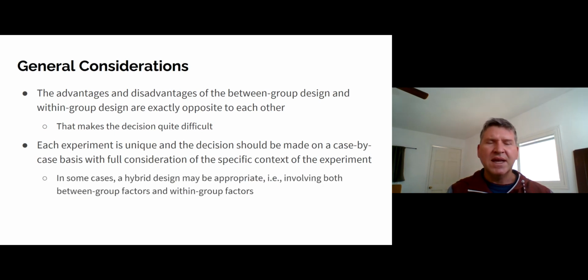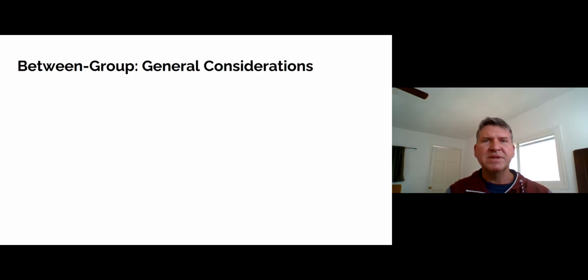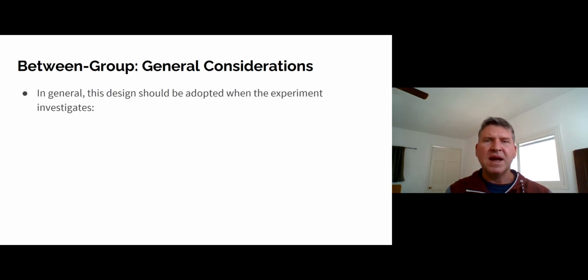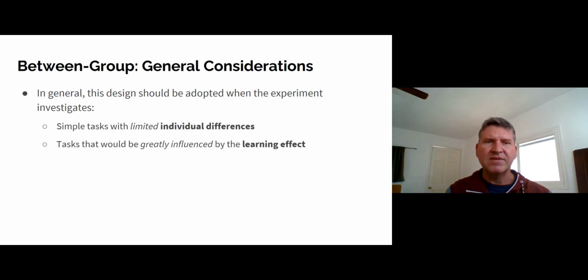In some cases, you might want to consider both within and between group factors. This is something we'll talk about in the future. We call this a hybrid design. So let's talk about some general considerations for between group design. This is a good idea when you have simple tasks with limited individual differences, tasks that would be greatly influenced by the learning effect, and problems that can't be investigated through a within group design.